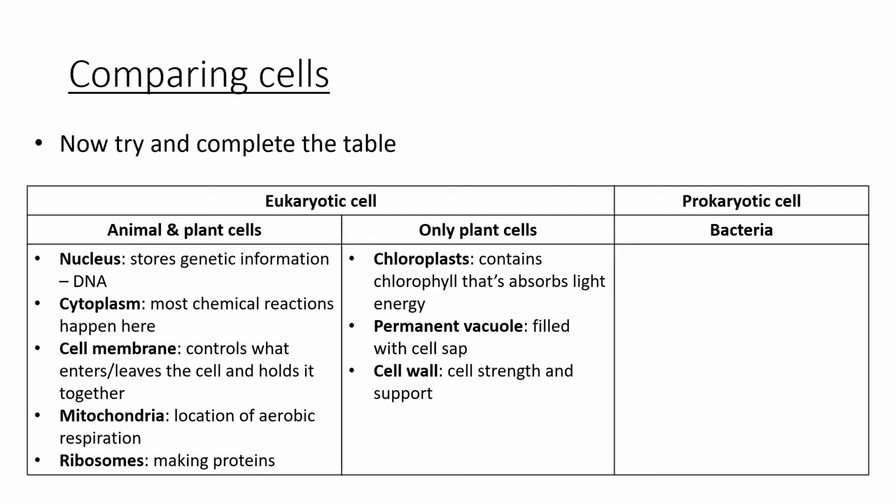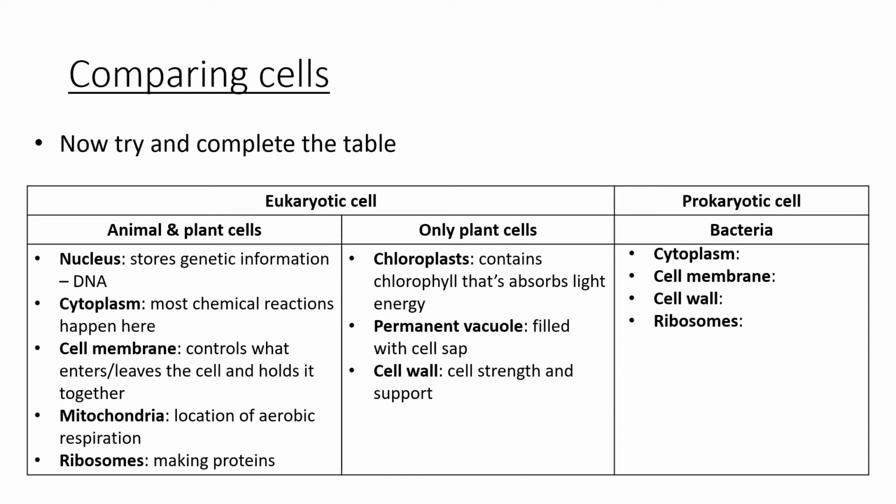If you have been able to memorize it, you should have included the cytoplasm, cell membrane, cell wall, and the ribosomes, all found inside or around bacterial cells. The functions of each of those is exactly the same as the functions inside animal and plant cells, so you can use exactly the same wording for both.